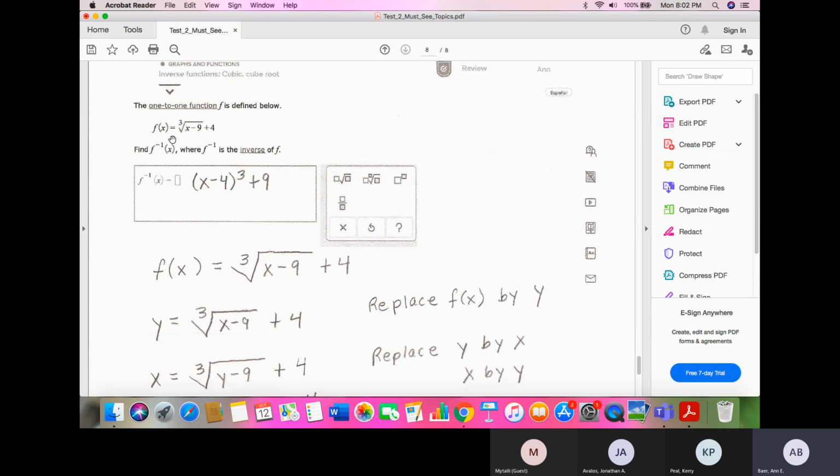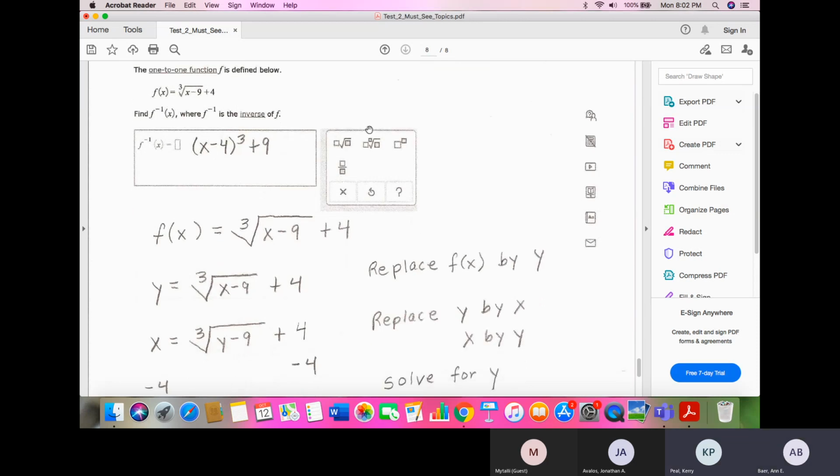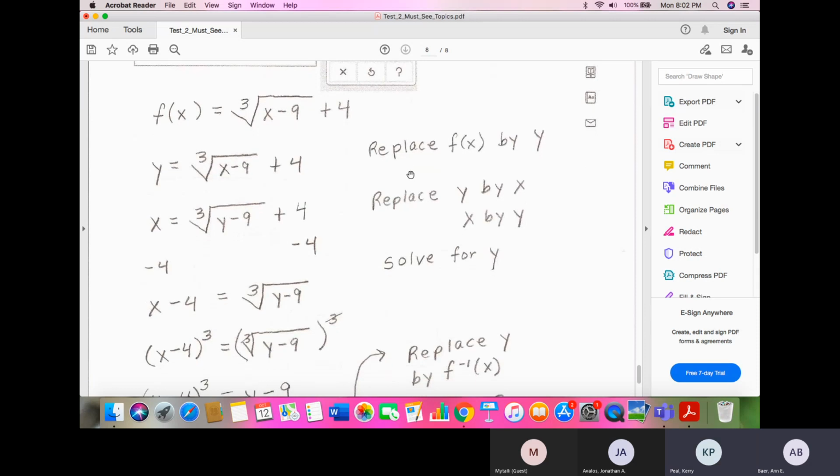Here's our function. We want to go through this process of finding the inverse of this function. So the process I wrote down here: we replace our original function notation by y. It really is the y, but this is just helpful because it's the y coordinate of the f function with respect to x, especially if we have multiple functions lying around. So that's what we do first. We replace f of x by y.